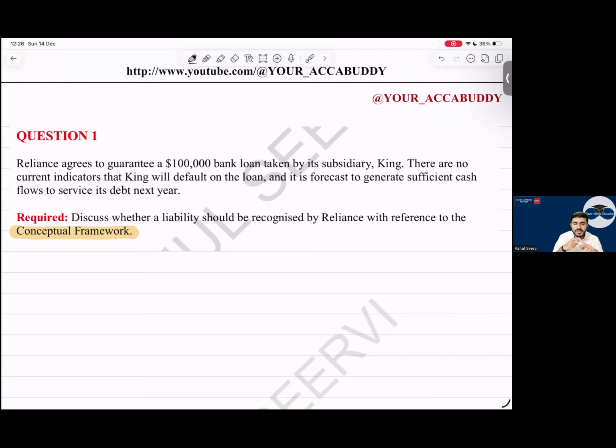What is the next step? I'll be saying that. The first step is what? Treatment as per the conceptual framework. The second one is consistent. In that, the recognition, measurement, P&L, OCI, everything is included.